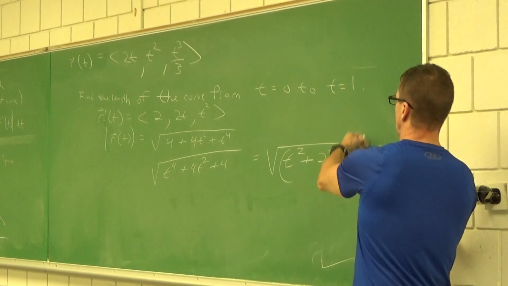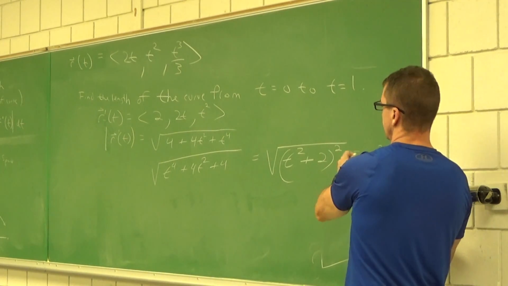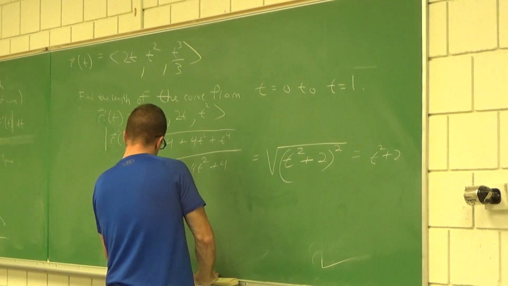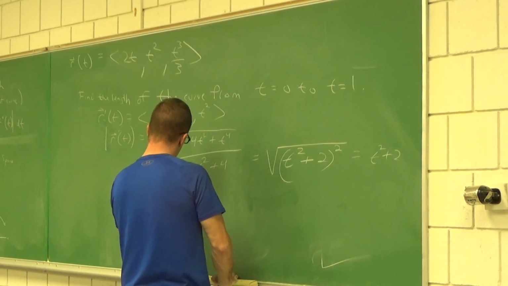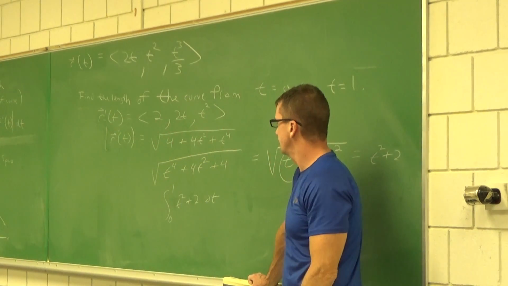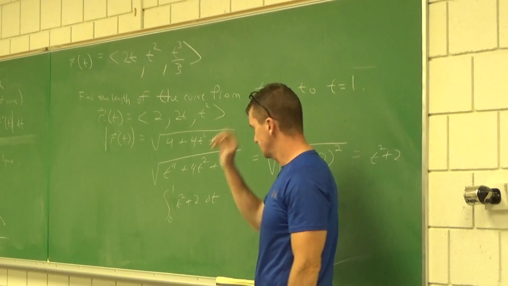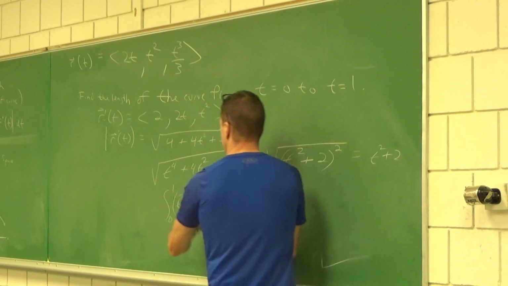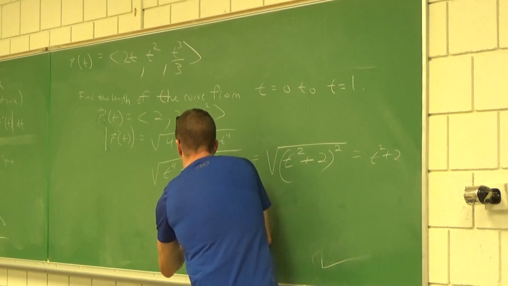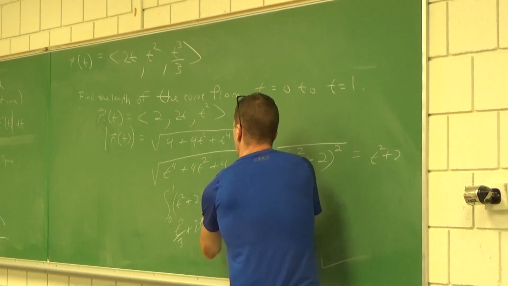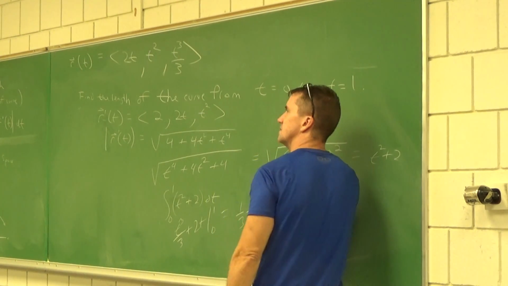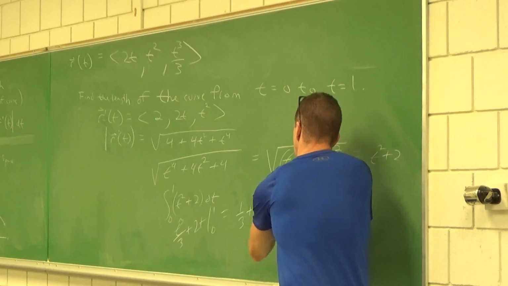Cool. And if you want to put the bars here, it would be the absolute value of that. But we're still going from 0 to 1. This is the first time we got a problem with no radical. No radical. What's that become? 1/3 t cubed plus 2t, from 0 to 1. 1/3 plus 2 is, yes, 7/3.